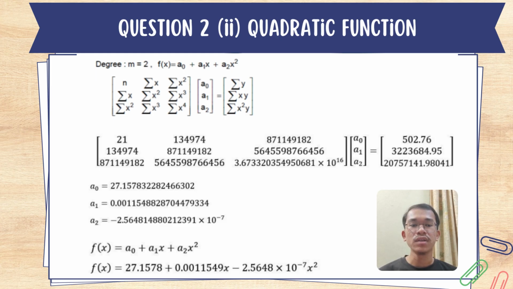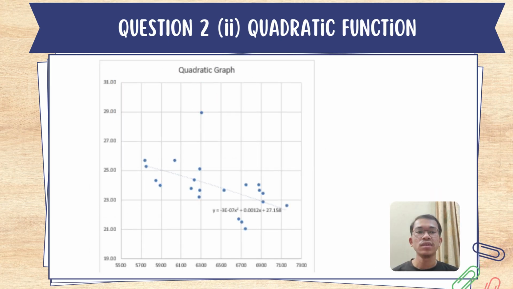Finally, substituting these values into the original equation gives the quadratic approximation f(x) equals 27.1578 plus 0.011549x minus 2.5648 times 10 to the power of negative 7 x squared. This function represents the best fit curve for the given data using the least square method. The graph shows the quadratic regression result for the given dataset.